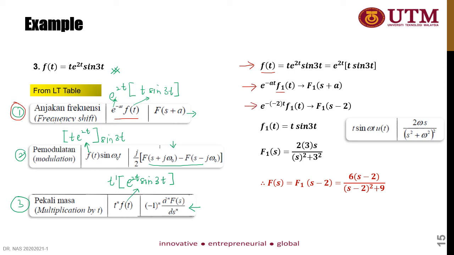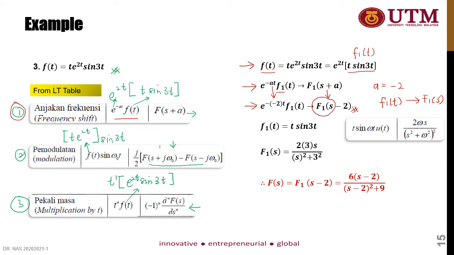So e to the power of positive 2t. From here you know your a equal to negative 2. So your equation here will be F1(s plus a), where your a is negative 2. That's why you get this one. Okay, so what is your F1(s)? F1(s) must be from f1(t). So what is your f1(t) in this case? f1(t) is equal to this.